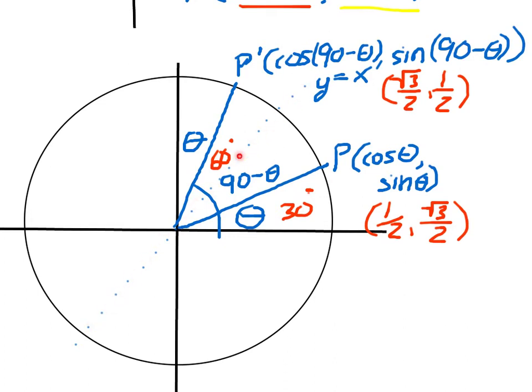This will actually hold true for all complementary angles. In other words, the cosine of theta is going to be equal to the sine of 90 minus theta, and vice versa. The sine of theta is going to be equal to the cosine of 90 minus theta, and this will always be true. And again, I'm going to write these relationships on the next page.